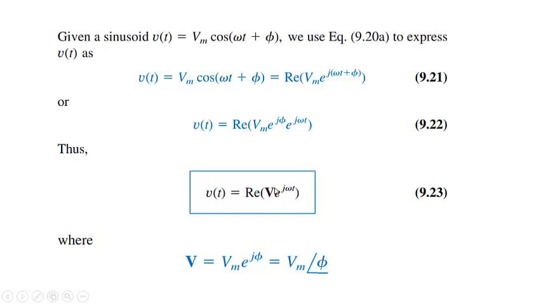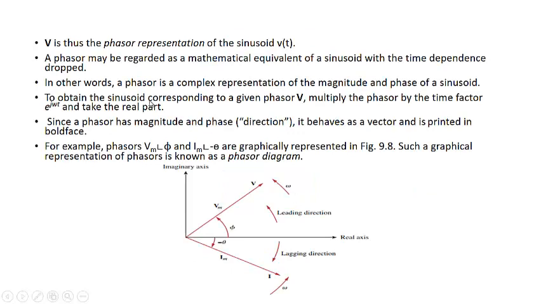Here V is equal to this term, where we do not have any component like time and frequency, as you can see. So V is equal to Vm e raised to the power j phi, or we can write it as Vm at an angle of phi. This is actually the phasor representation of the sinusoid, where we omit the frequency and time and only take the maximum value or amplitude and the phase angle. So this V is thus the phasor representation of the sinusoid v(t).